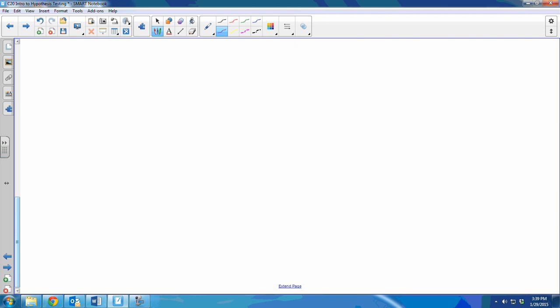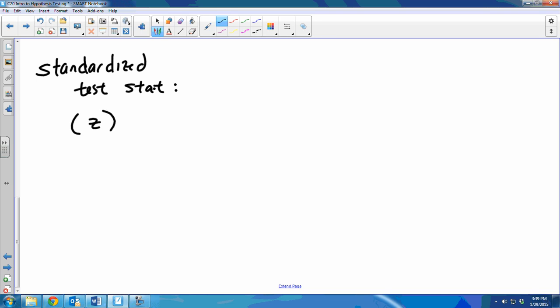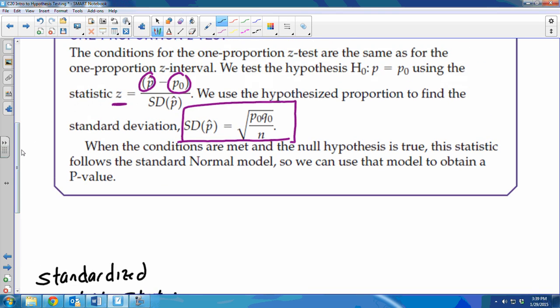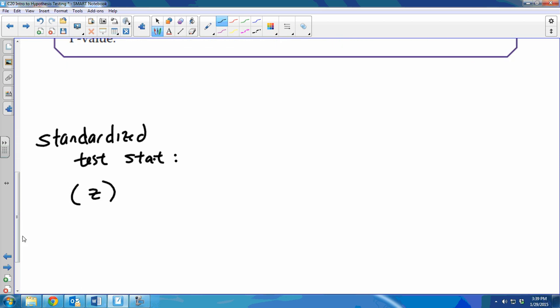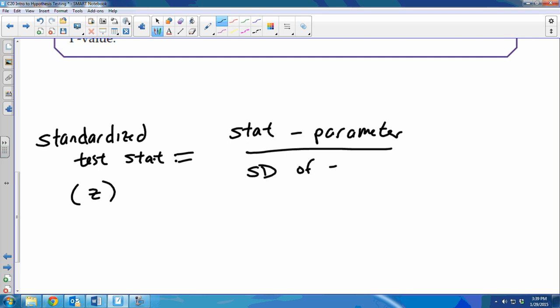On your AP formula sheet, it says standardized test statistic. In this case, that means z. In some other places, it doesn't mean z, it means something else. We'll get there. But it gives it to you. So you do not have this formula; that is not there for you. What you do have: standardized test statistic is equal to the statistic minus the parameter divided by the standard deviation of the statistic.